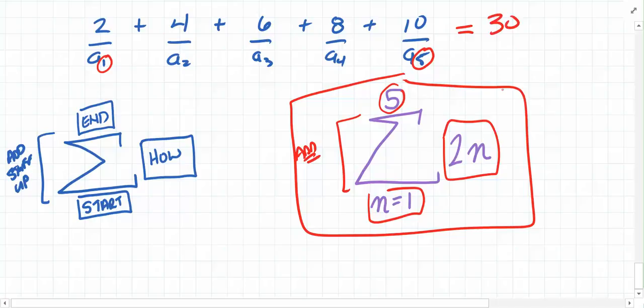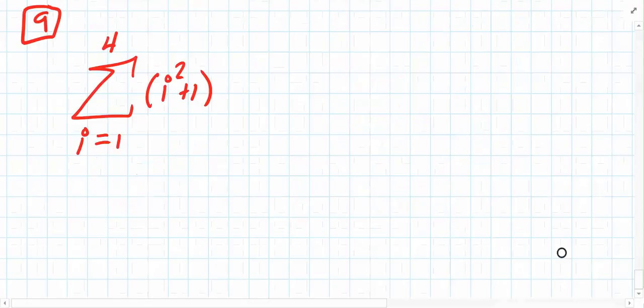Okay, here we go. I want us to be able to look at that and not be scared of it, and read it and figure it out. So I want the sum of all the i squared plus 1s from 1 to 4. How many terms am I going to have here? I'd have the first term plus the second term plus the third term plus the fourth term. You guys see that?